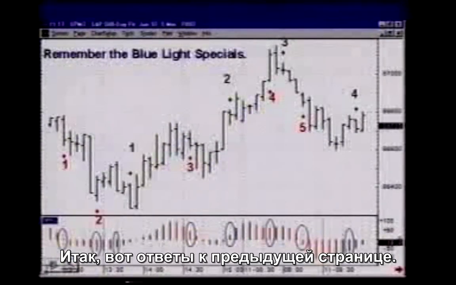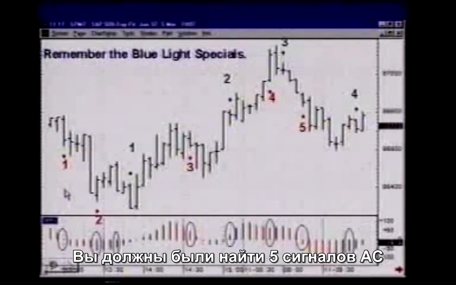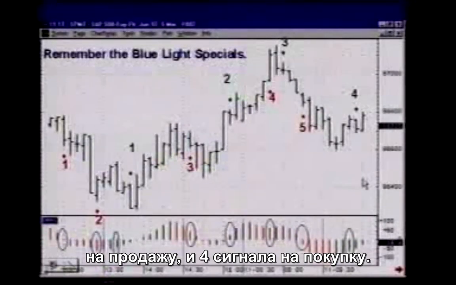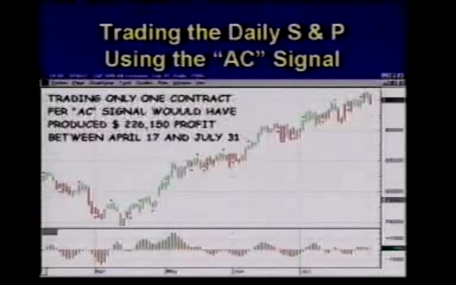Okay, here we go. Here are the answers to the previous page. Notice how they're marked. You have a diamond for the signal, and I've numbered them. So you should have found 5 AC sell signals, and you should have come up with 4 AC buy signals. If not, you need to review and go through again.